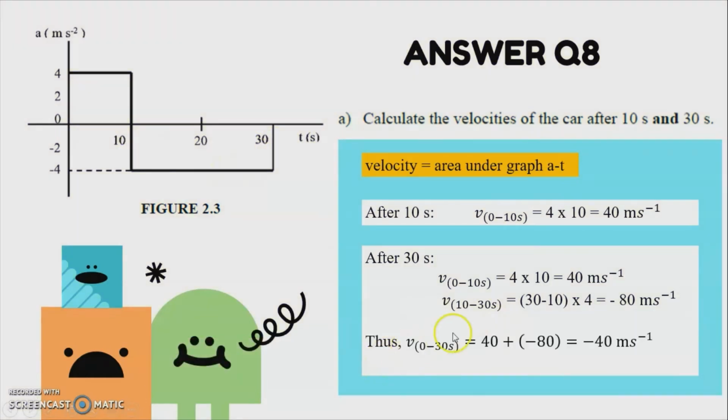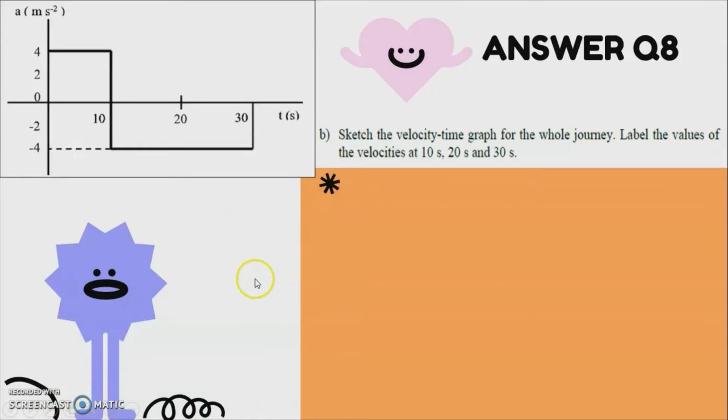Lepas tu apa awak buat? Awak tambah. Okay, kita nak total velocity sampai 30 second. So, tambahlah yang ini, tambah dengan yang ini. Tapi ini negatif sebab dia dekat bahagian bawah. Jawapan dia negatif 40. Alright, so untuk part B pula dia suruh sketch graph.